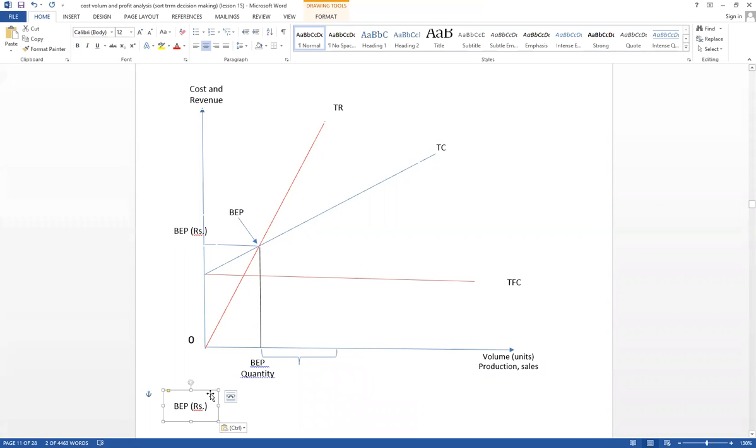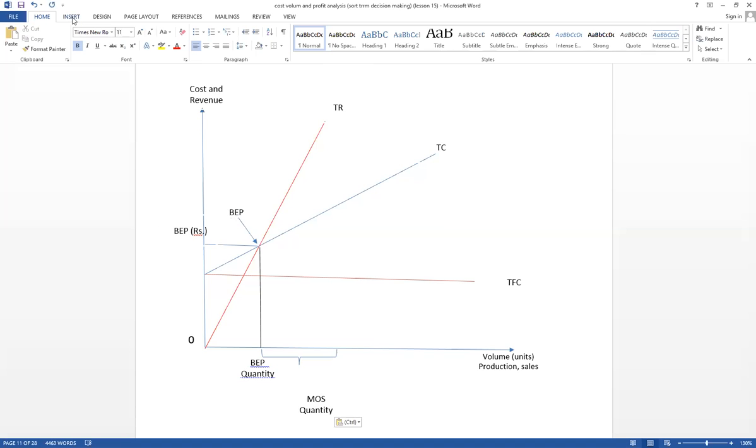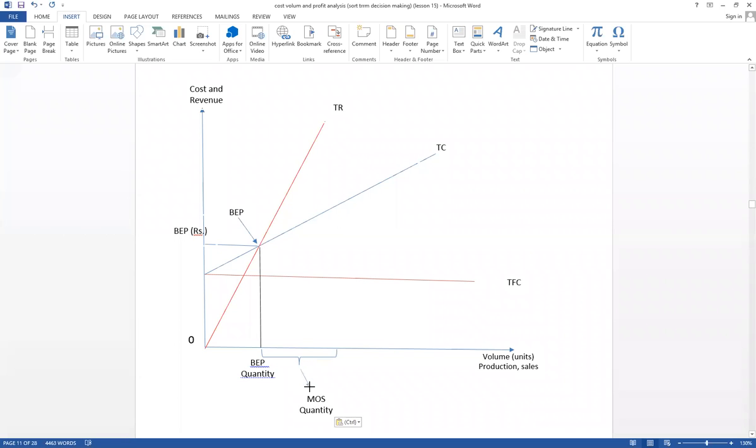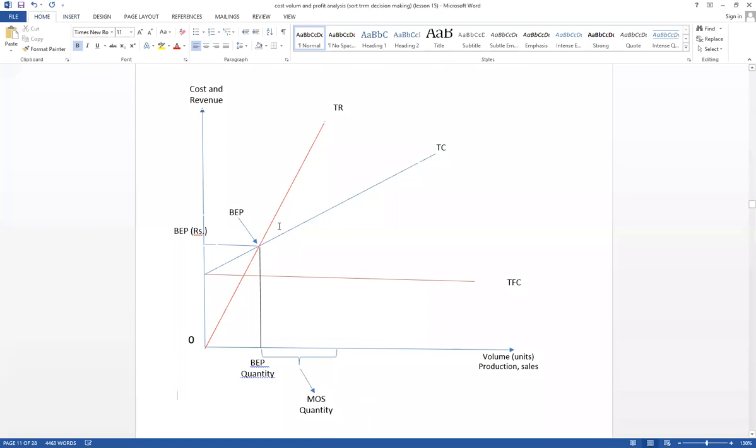Think about margin of safety quantity as well as margin of safety value. Therefore, this is MOS quantity. MOS, margin of safety quantity. Margin of safety quantity beyond the BP. Think how to disclose. And margin of safety value, think about. This is the expected sales quantity available beyond the BP. Then think about margin of safety value.